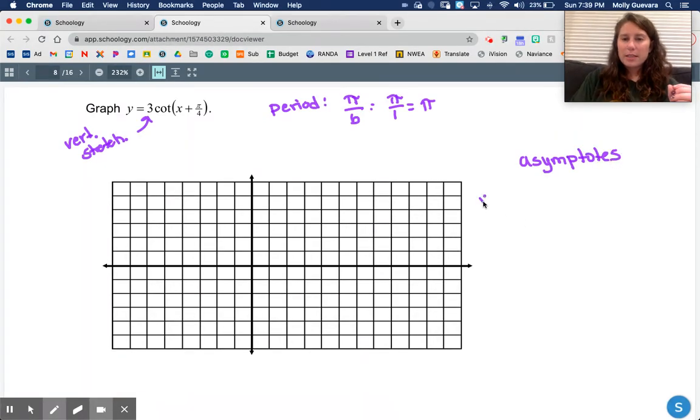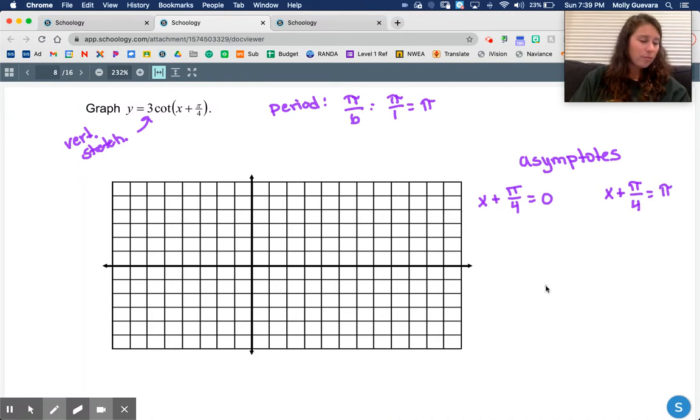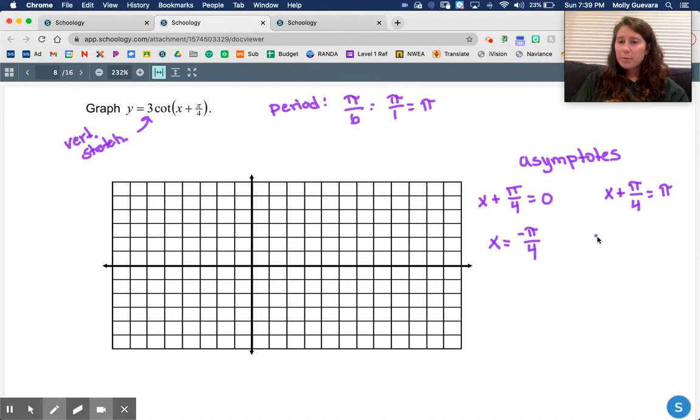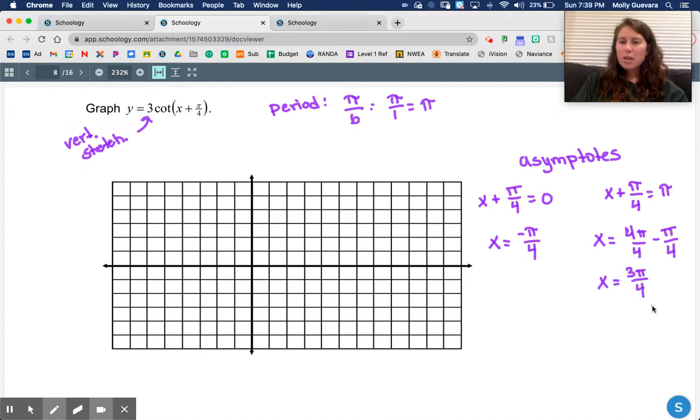So I'm going to set what's inside the parentheses equal to my original parent graph asymptotes, where one is 0 and the other is pi, and solve. I subtract pi over 4, so I get x equals negative pi over 4. There's one asymptote. For the other, I subtract pi over 4 from pi, which is 4 pi over 4, so I should get 3 pi over 4. So here are my new asymptotes. The whole graph has been shifted to the left. So instead of going from 0 and then 4 tick marks and then the asymptote, I'm going to go left 1.